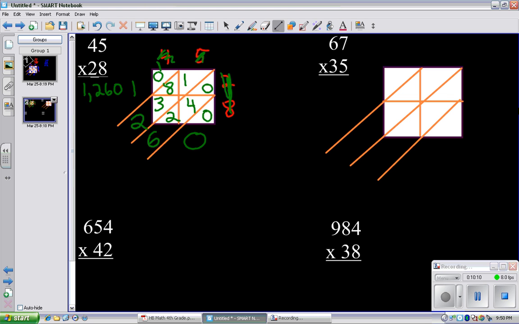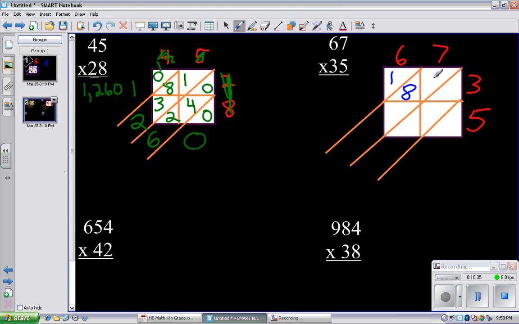Now I need to write my numbers on the top and on the sides. First, I put 67 on the top and 35 on the side. I will do one more slow. 6 times 3 is 18. Oh, again, I should use a different color. I apologize. Let's do blue. 6 times 3 is 18.